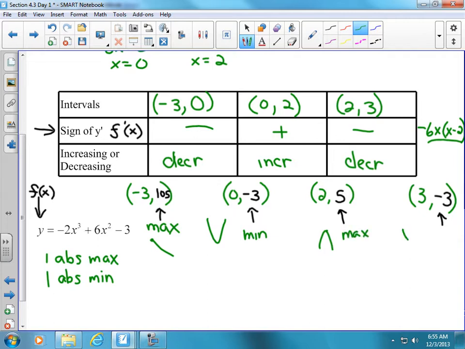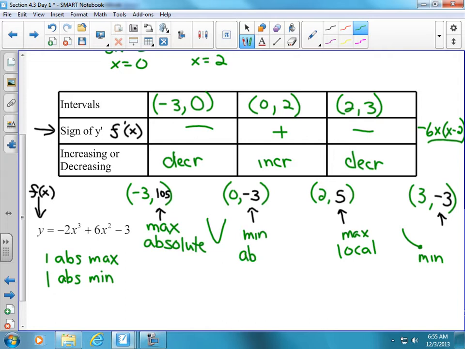All right, and now I have a decreasing to a right endpoint. That means this is a min. Okay, so I have max, min, max, min. All right, so let's look at our two maxes. Our two maxes have y values of 100 and something and 5. Therefore, this is our absolute max because 105 is bigger than the y value of 5, and this is a local max.